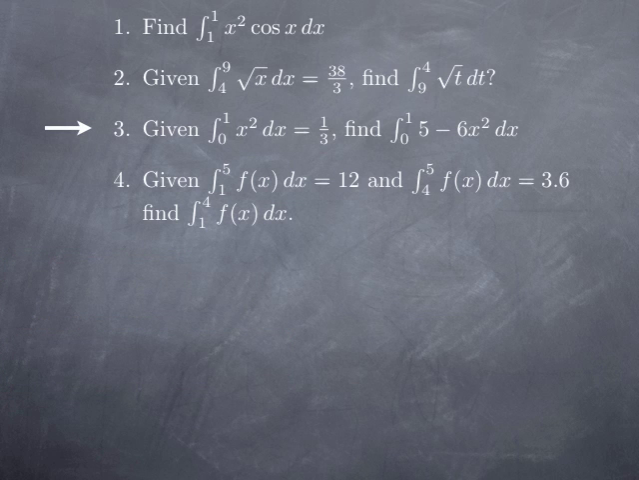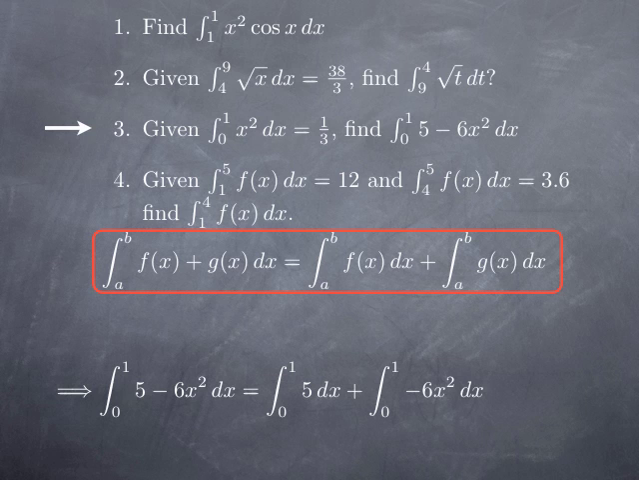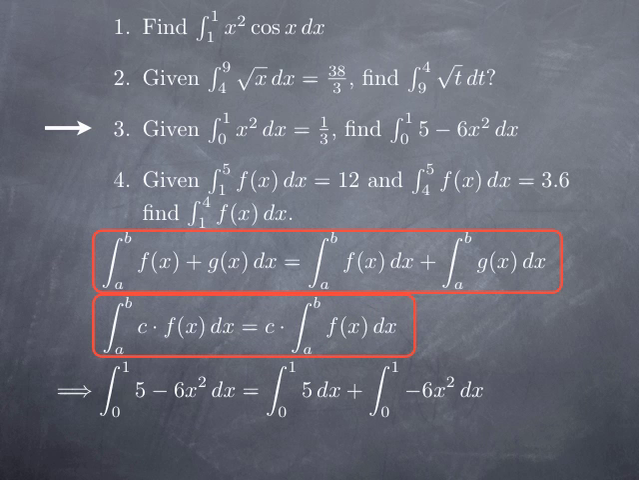In the third case, we're looking for the integral from 0 to 1 of 5 minus 6x squared, knowing the integral of x squared on 0, 1 is 1/3, a fact that we have established at the very beginning of this module. We have seen that the integral of a sum of two functions is the sum of the integrals. Therefore, the integral of 5 minus 6x squared is the integral of 5 on 0, 1 plus the integral of the function negative 6x squared on 0, 1. We've seen that if you have a constant multiple of a function, you can pull out this constant. So that means I can rewrite this as the integral from 0 to 1 of 5 minus 6 times the integral from 0 to 1 of x squared.